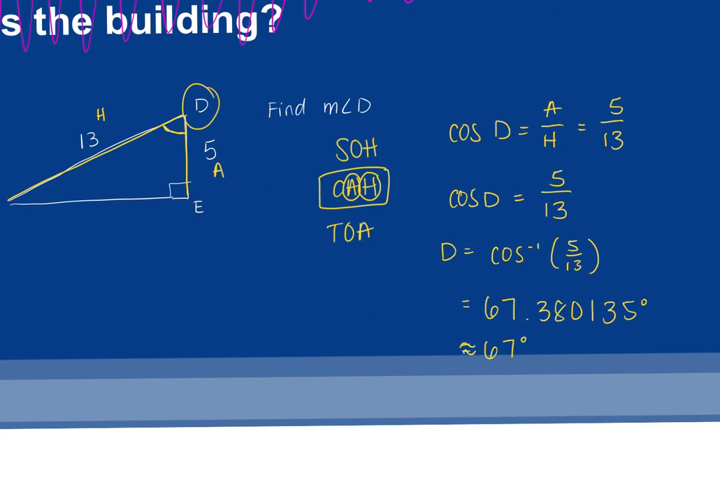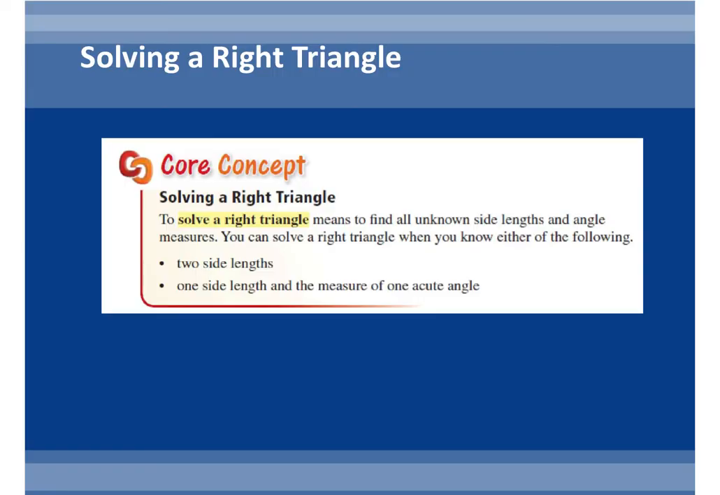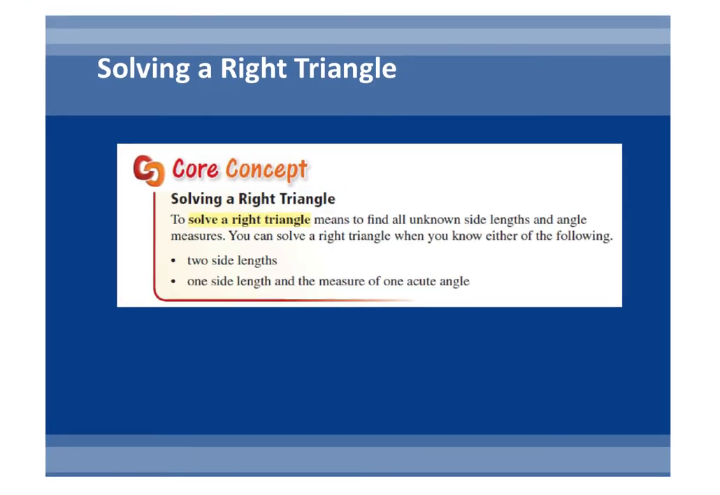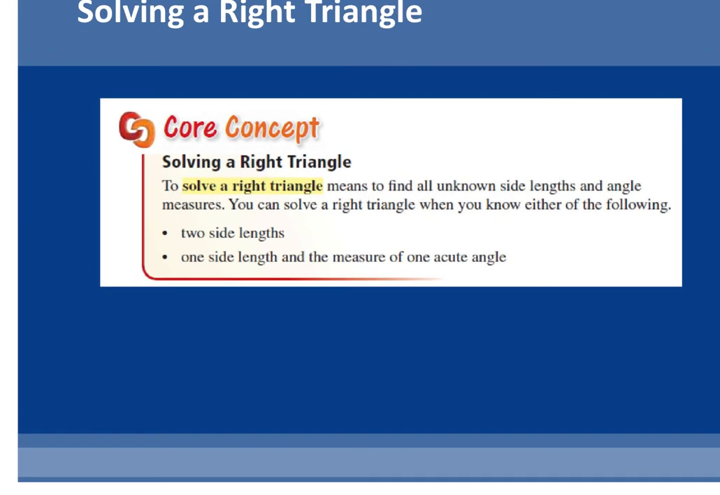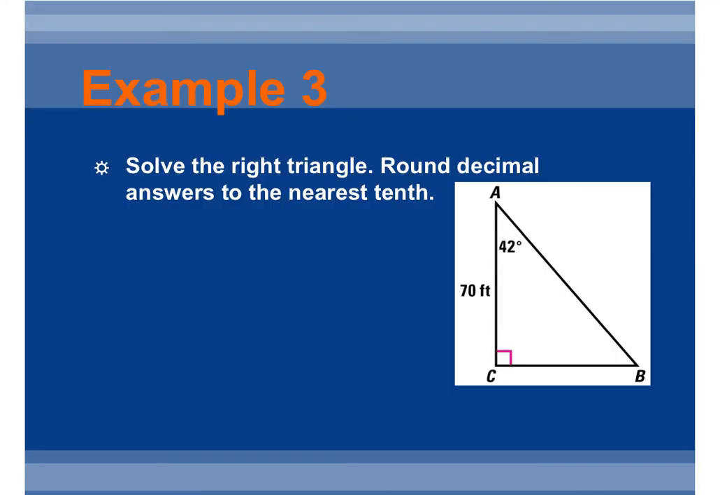Okay? All right, next. So we are able to solve for any right triangle, and at a minimum, we could be given 2 side lengths, which we just saw, or we could be given 1 side length and the measure of 1 acute angle. That is all we need to solve a right triangle. And by solve, I mean we can find out all of the sides and all of the angles inside that triangle.